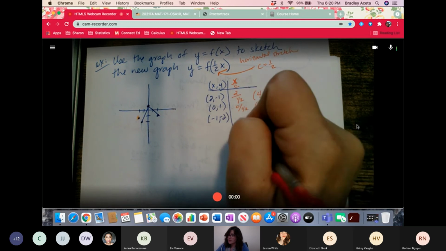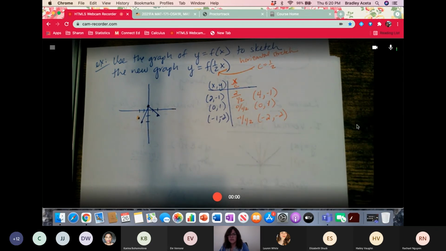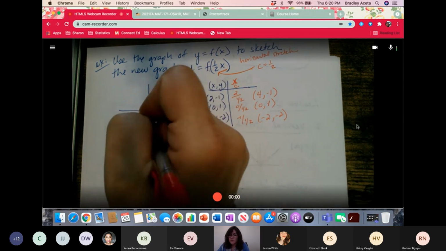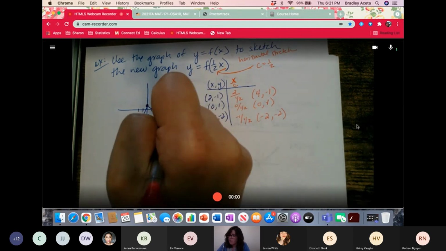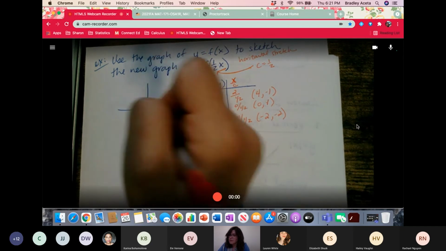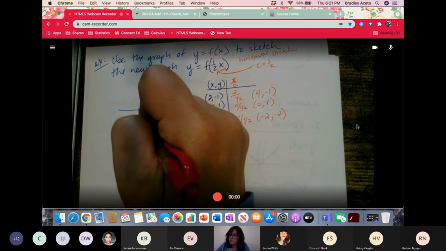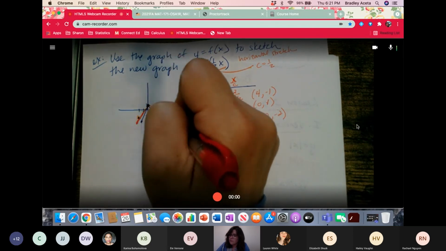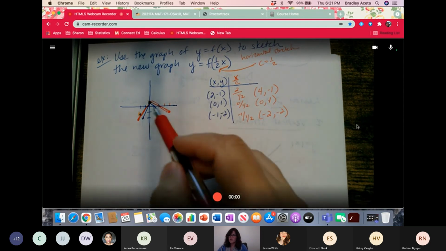For this one, you take your x, -1, and you divide it by 1/2. Well, that's going to be -2. And then your y value stays the same. So it's just the x that changes. So 4, 1, 2, 3, 4, -1, and then 0, 1 stays there. And then -2, -2 is there. So this right here, what I just drew in red, would be the horizontal stretch of these 3 dots.